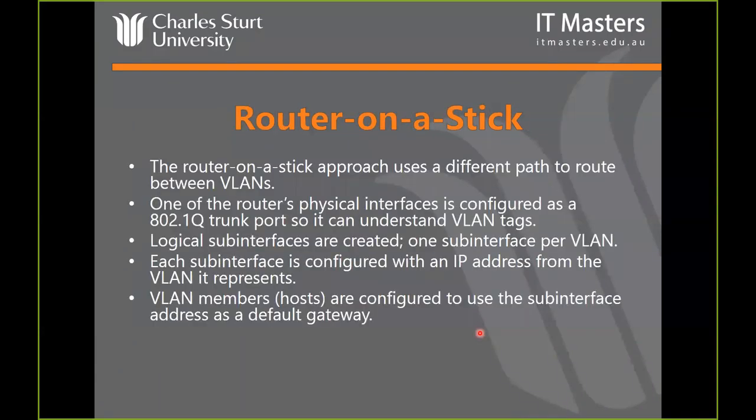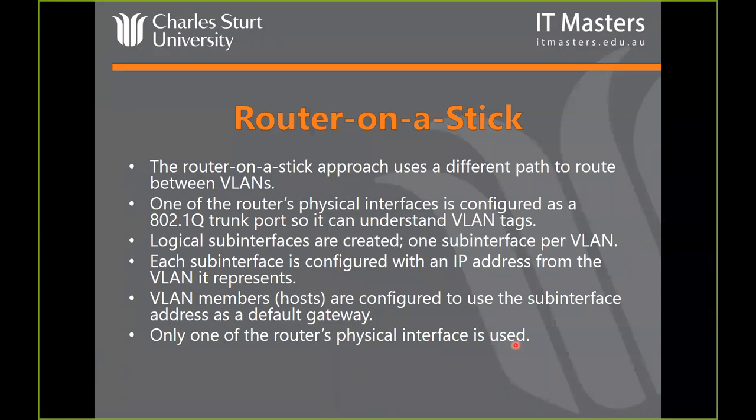We can also do what's called router on a stick. So the router on a stick basically means we use one interface on the router and we configure, as we spoke about last week, 802.1Q trunk ports so that the router can understand the VLAN tags that come in. So if you remember from last week, .1Q will insert a VLAN tag onto each packet as it goes across the trunk. These router ports basically become trunk ports like inter-switch links, and they use those VLAN tags to determine which of the sub-interfaces the traffic will go across.